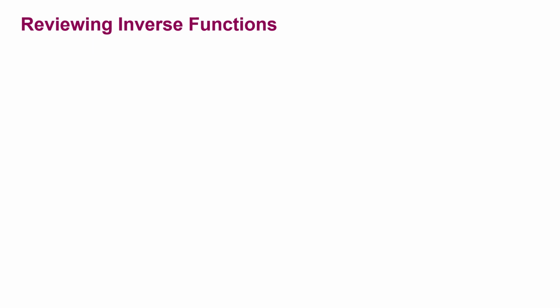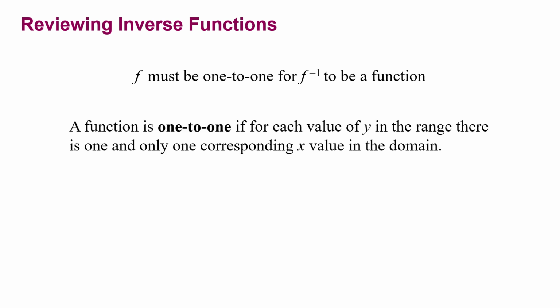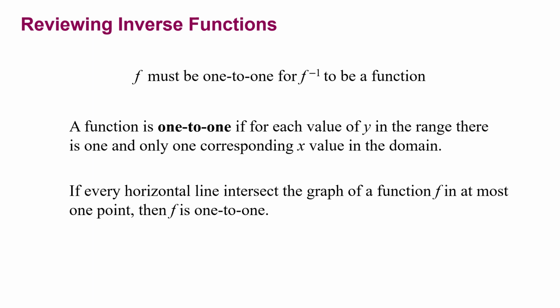Now, there's one last very important note to make in our review of inverse functions. In order for the inverse function to exist, the function f must be 1-to-1. So in other words, for each value of y in the range of f, there must exist one and only one corresponding value of x in the domain. Now, visually, this means the graph of f will pass the horizontal line test.